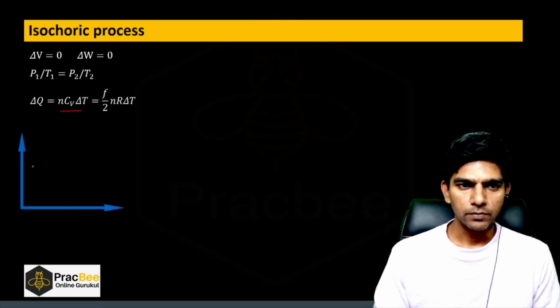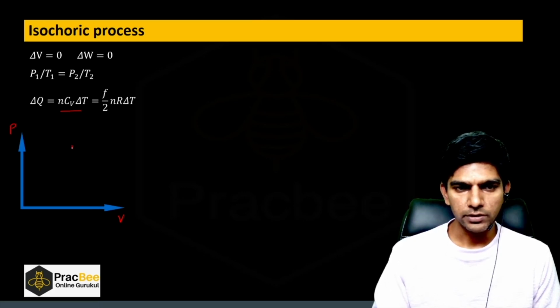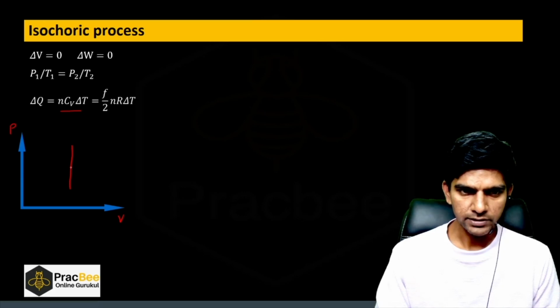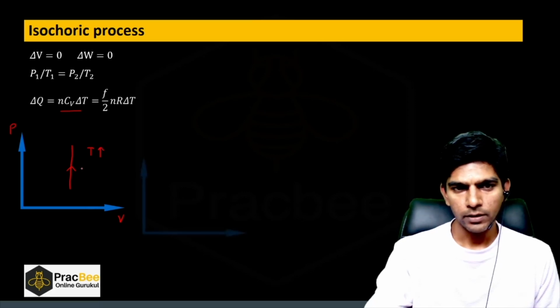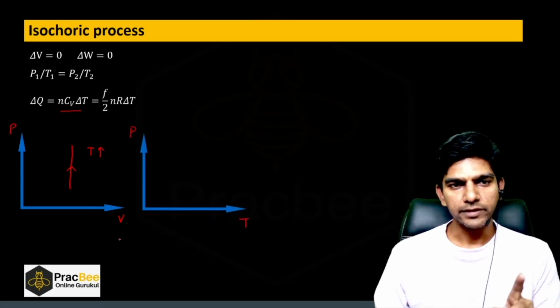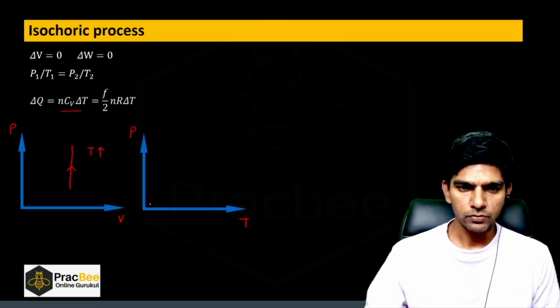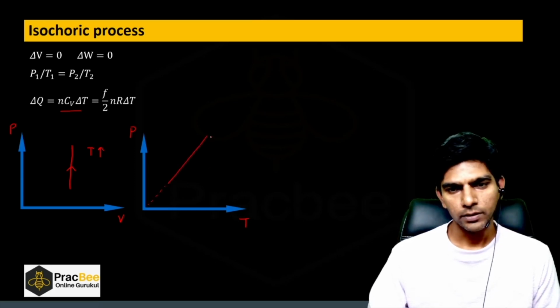Now, if we plot pressure volume graph for isochoric process, since volume remains constant, it will be a graph which is parallel to the y-axis. Let us say the pressure is increasing. If pressure is increasing, temperature will also increase. So this is the graph for increase in temperature. Now, if we plot pressure versus temperature, in this case, pressure is directly proportional to temperature. So we can say the graph will be a straight line passing through the origin.